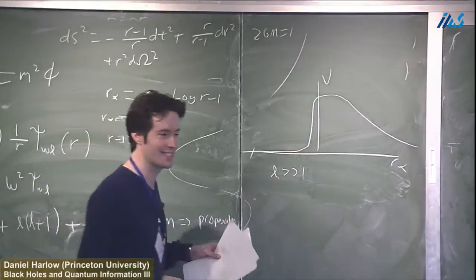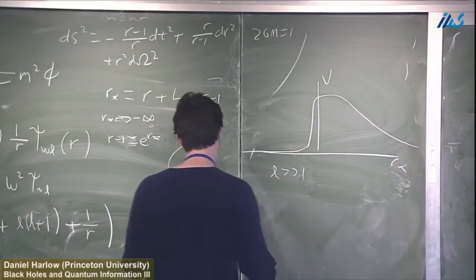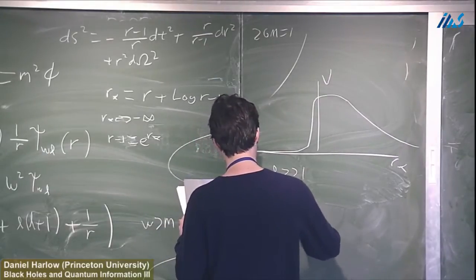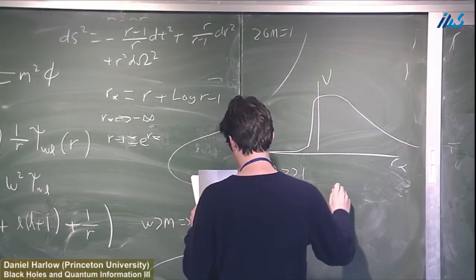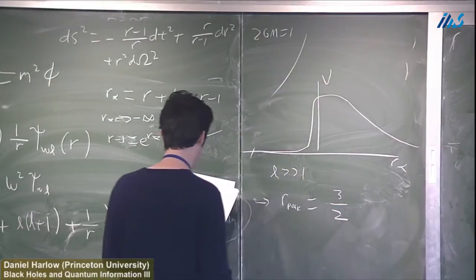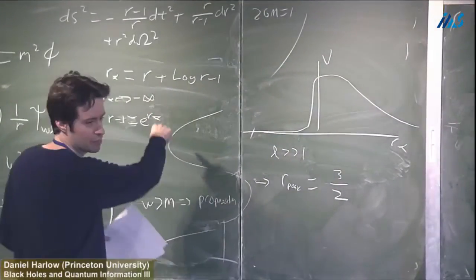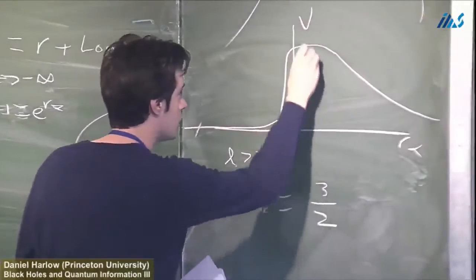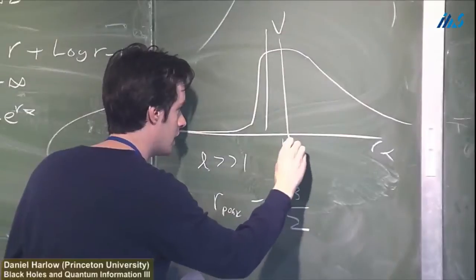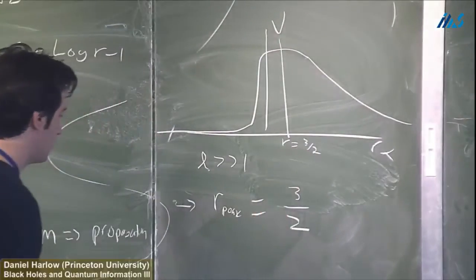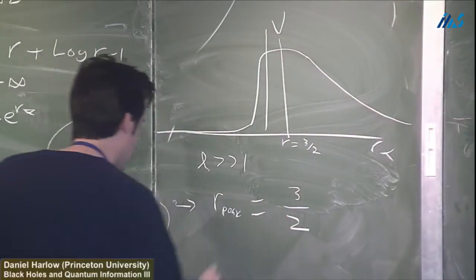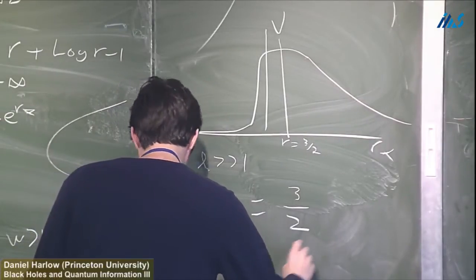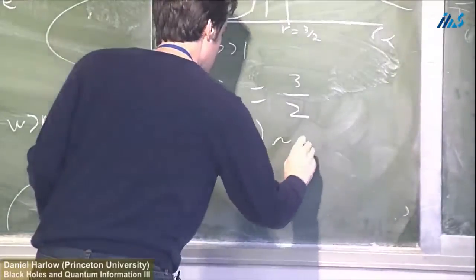I mean, it doesn't need to be that much larger. Then the peak, R peak, is 3/2. You can turn that into the tortoise coordinate, and it's some messy thing involving the log of 3/2, but I'll just say it in terms of r. So the peak is at r equals 3/2 for all L much greater than 1, and then V of r peak is of order L squared.